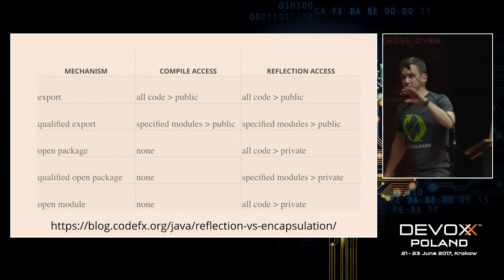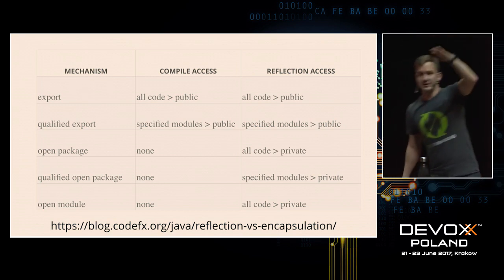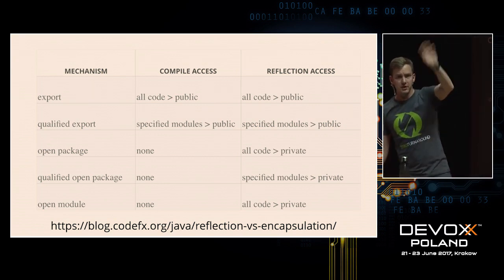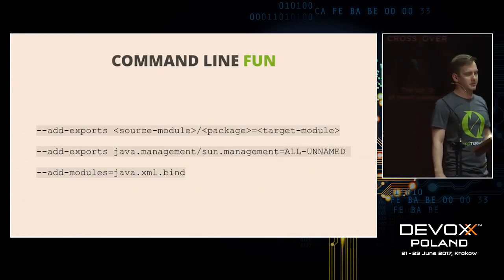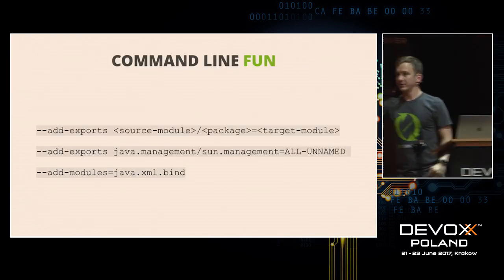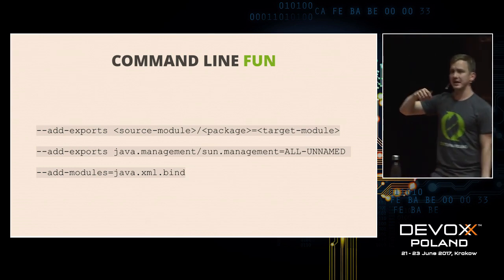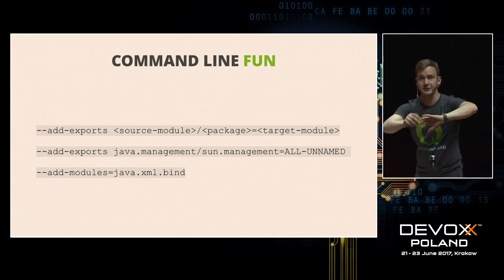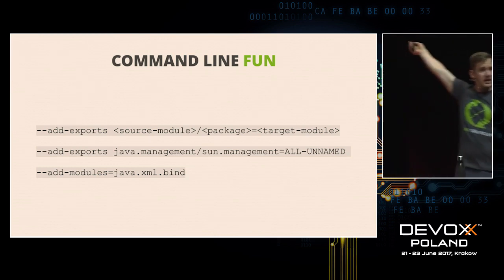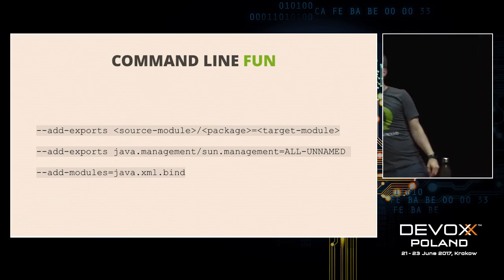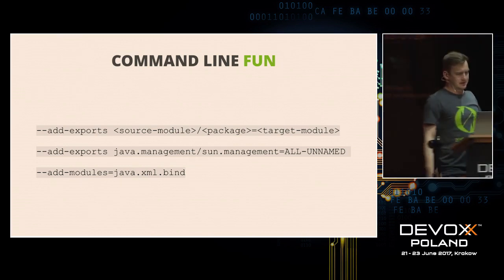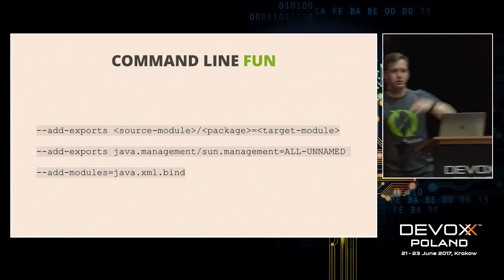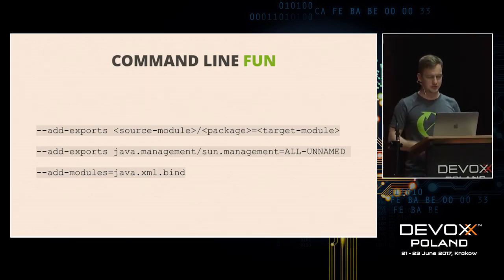On top of that, if you don't want to specify that stuff in the module-info files that go into the jar files, you can use command line arguments. You can add exports on the command line after the fact. Since the JDK itself is modularized, you will also use add-exports to say, oh, my code really wants to access that particular thing. You can also specify which modules you want in your image, in your runtime.